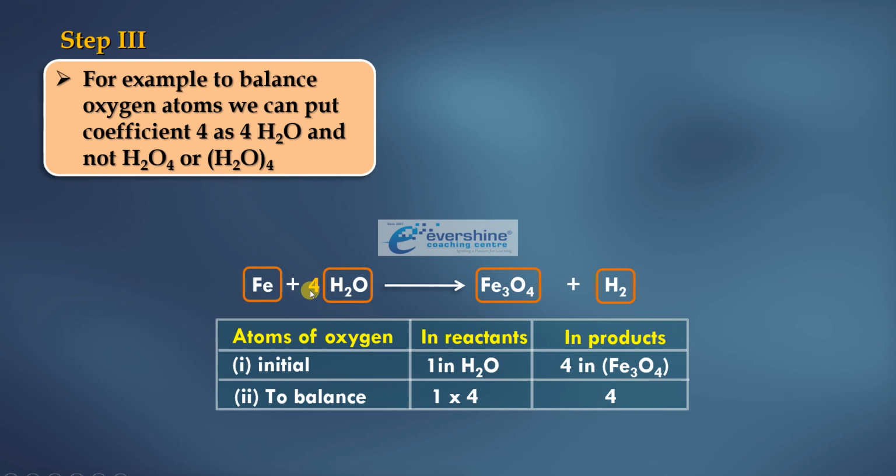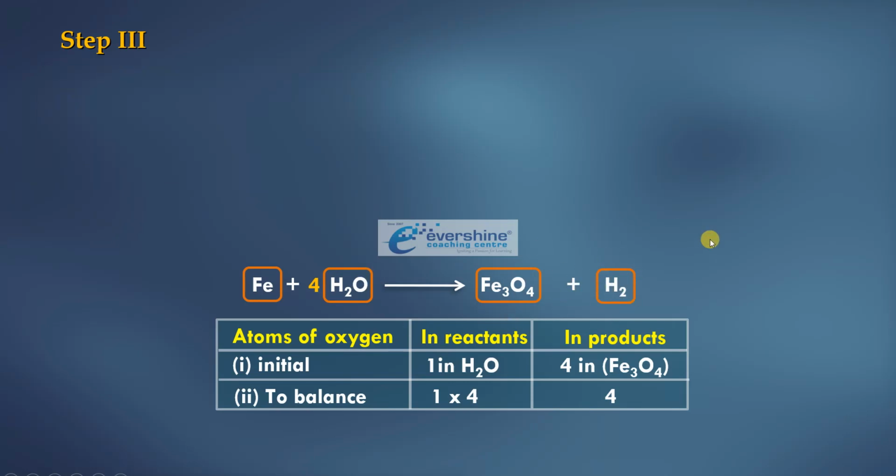Since we have written 4 here, now hydrogen has also changed. Can you see this? Earlier hydrogen was 2. Since we are writing 4 here, now hydrogen becomes 4 into 2, 8. Now hydrogen also has changed on the reactant side. Now how many hydrogens are present? 8 hydrogen. Now it is 8, but here as you can see, 2 hydrogens are there. Now here also we have to make it 8.